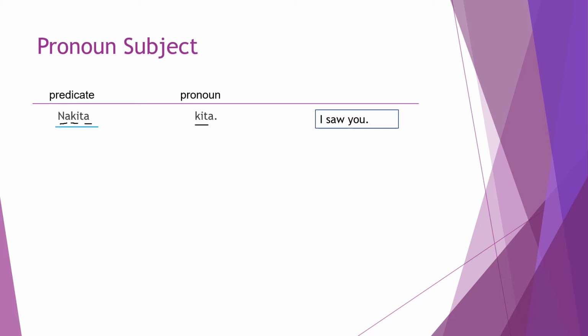Nakita in English is saw. And the word kita is you. We all know that you is a pronoun, and it is the same with the Filipino. Its equivalent is the word kita. Kita, you. They are the same.